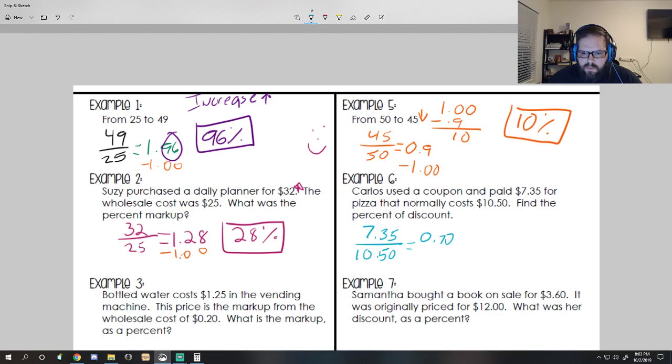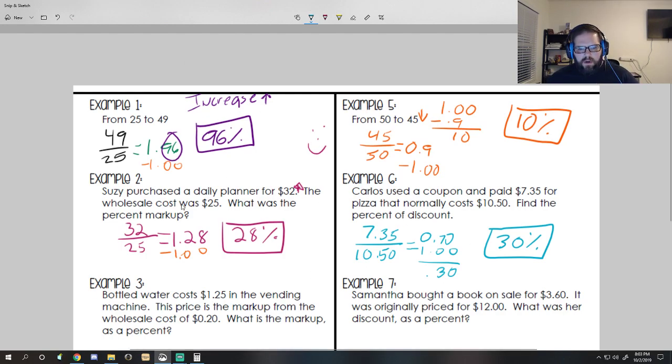And when I subtract my one whole from this, it's going to leave me 0.30. So 0.30 means there is a 30% sale going on at the pizza place. This is how we're going to find our increases and decreases. We know this is a decrease because he's getting a discount. We know this is an increase because they're selling for more than they actually paid.